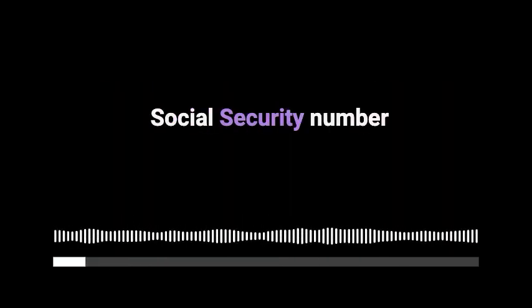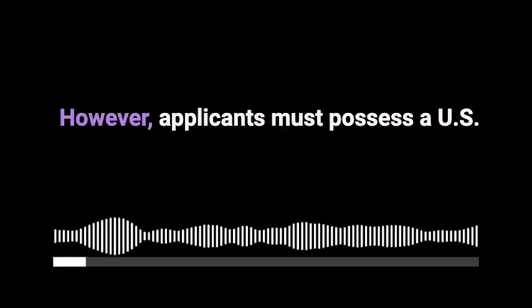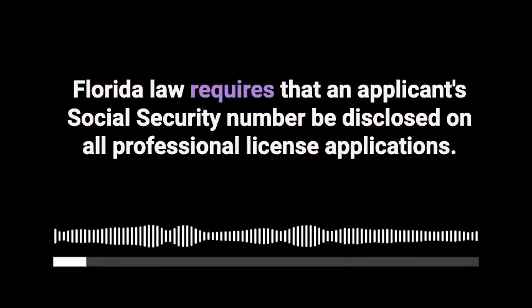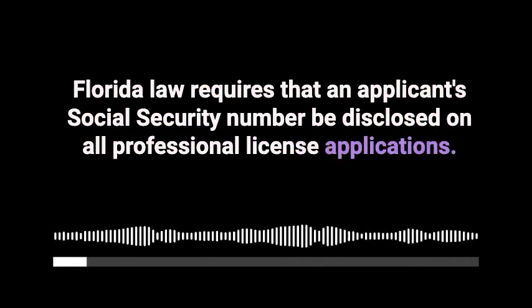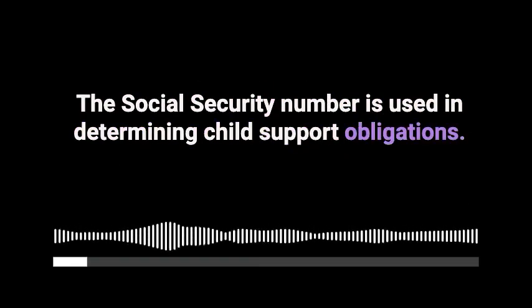U.S. Social Security Number. Proof of U.S. citizenship is not required of applicants. However, applicants must possess a U.S. Social Security Number. Florida law requires that an applicant's Social Security Number be disclosed on all professional license applications. The Social Security Number is used in determining child support obligations.